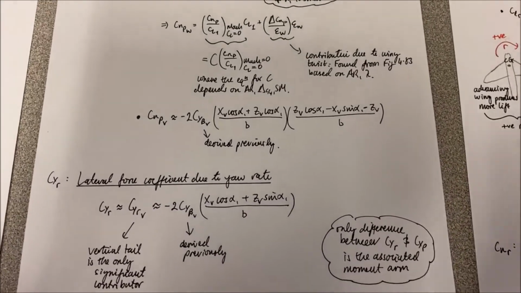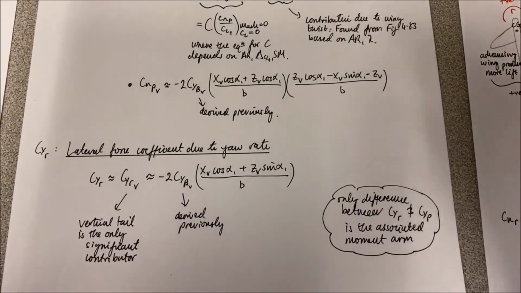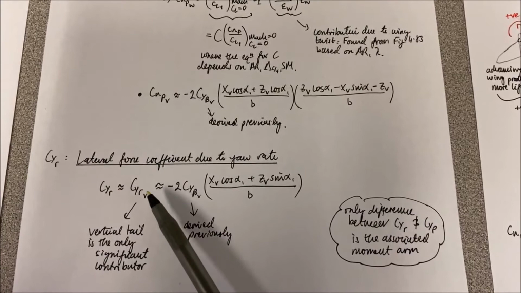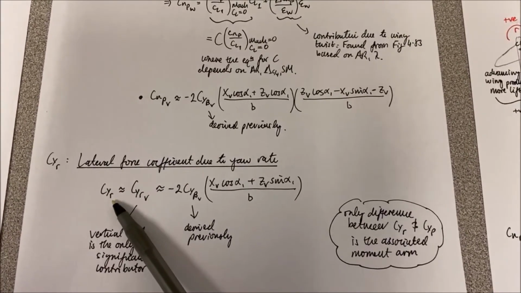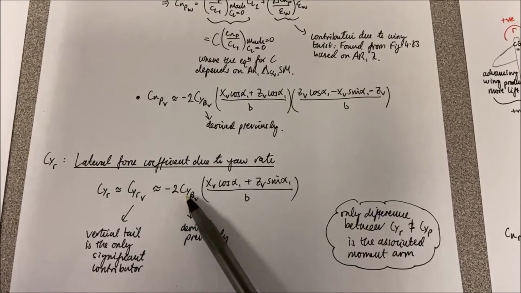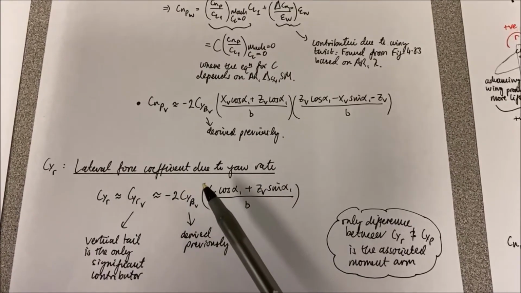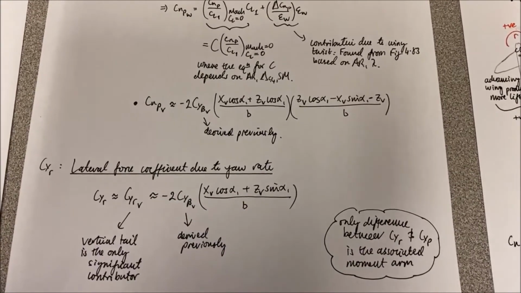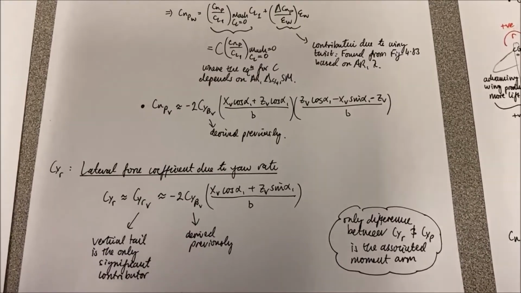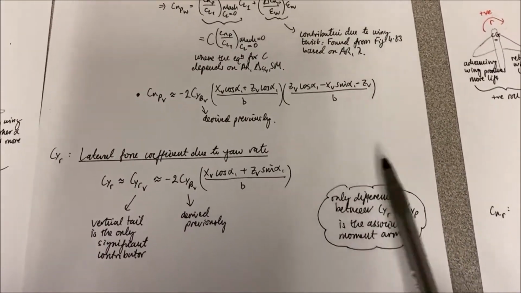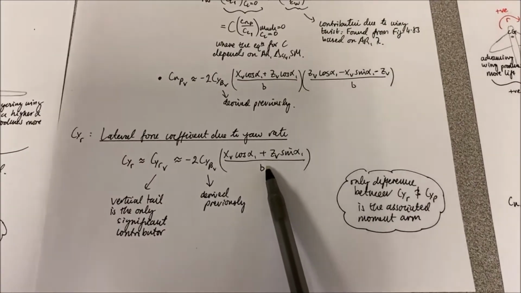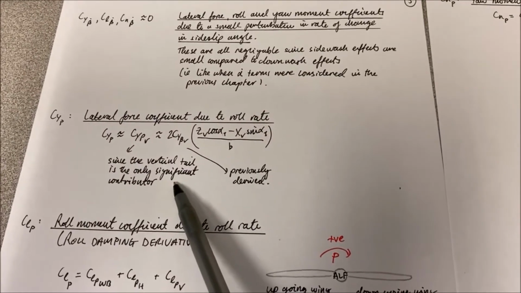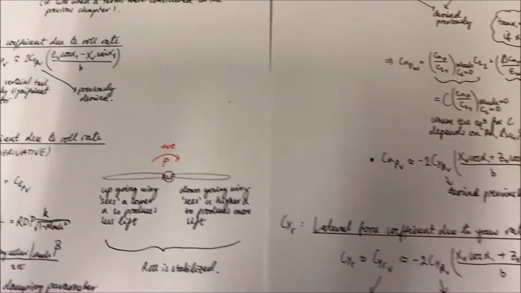Next, let's look at the lateral force coefficient due to yaw rate. Again, we only need to consider the vertical tail here, as that's the only significant contributor to this particular coefficient. This is just based on a coefficient that we've previously derived based on the sideslip angle and a moment arm. You can see that this one is very similar to the C_Y_p coefficient up here. The only difference is the moment arm associated with that force.